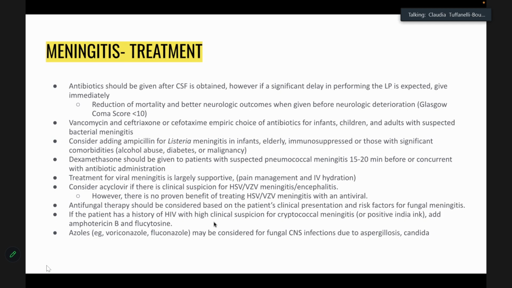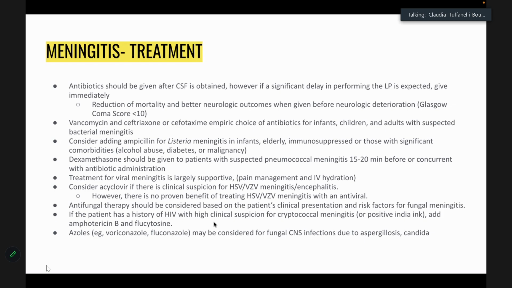As far as dexamethasone, so steroid use, you would do that if you suspect pneumococcal meningitis. So if you can give that 15 to 20 minutes before. It's usually not going to cause a lot of harm. So if you have a patient that's really ill and you have high suspicion for a bacterial meningitis, I would go ahead and give the dexamethasone with antibiotics or slightly before.